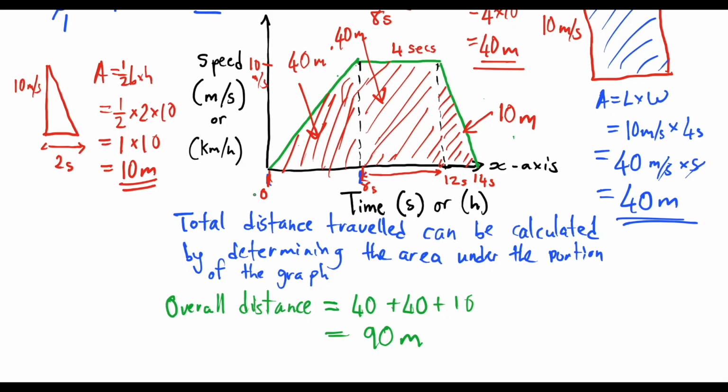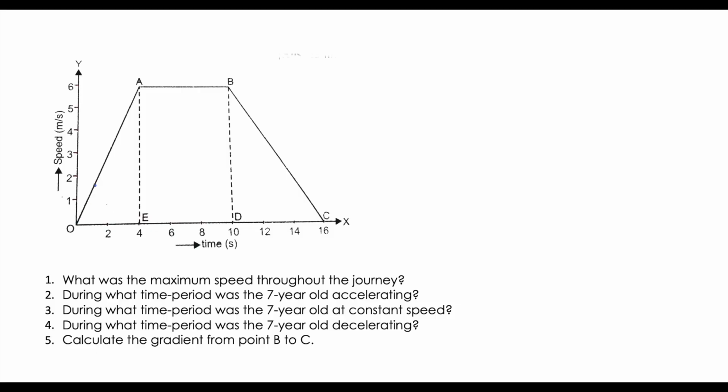So now in some examples, we're going to look at how we can read data from a graph. So this here shows the movement of a 7-year-old running, from the starting of a race to passing the finish line and slowing down. Alright, so we see here on our y-axis we have speed, and on our x-axis, we have time. So we know we're working with a speed time graph right here.